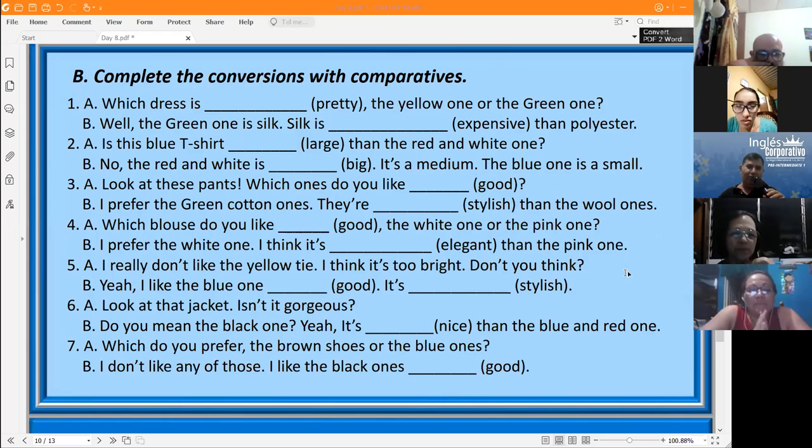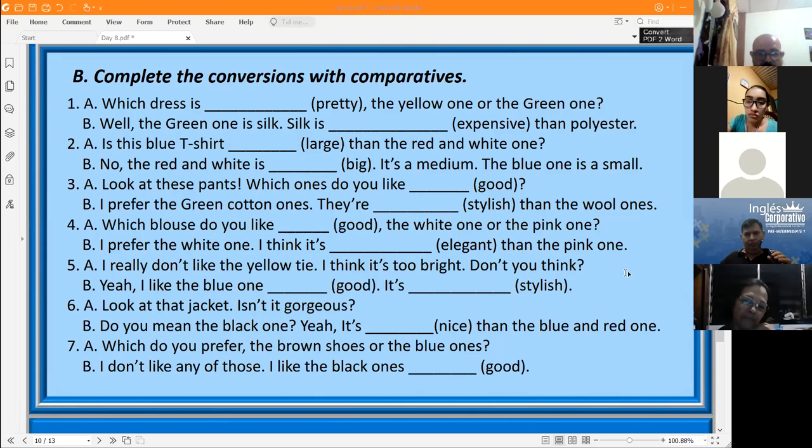You're welcome. Now Roberto and Ana Julissa Aguilar. Number two. Can we start? Yes, please. You may. Is this blue t-shirt larger than the red and white one? No, the red and white one is bigger, it is a medium. The blue one is a small. Excellent, very good. Thank you very much.